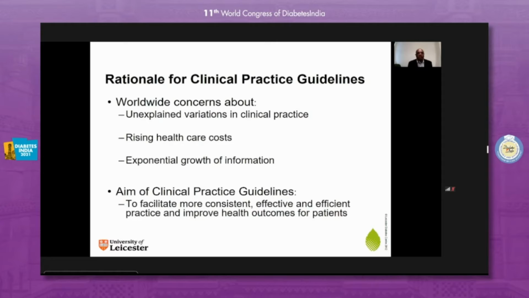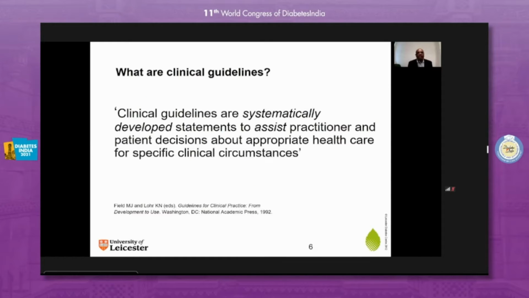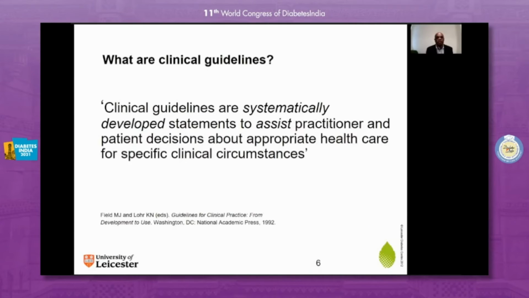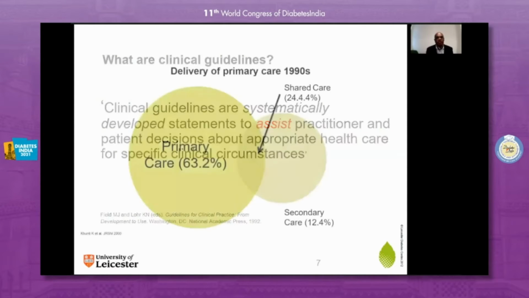So the purpose of guidelines is to facilitate consistent, effective and efficient practice and improve health outcomes in patients. The guidelines are actually developed to assist practitioners to make those decisions. They do not replace your clinical judgment. They are systematically developed statements to assist practitioner and patient decisions about appropriate healthcare for specific clinical circumstances. And as I said, the key word is assisting you. They don't replace your clinical judgment.